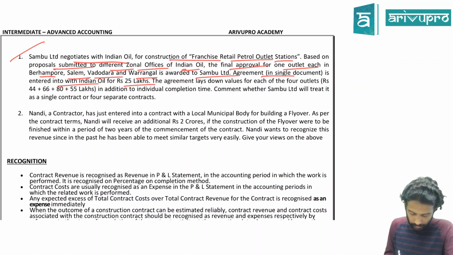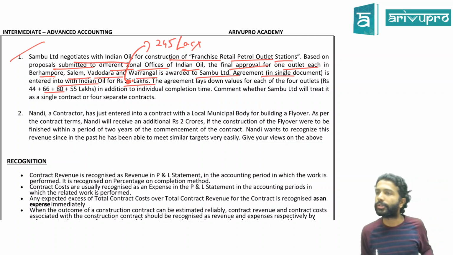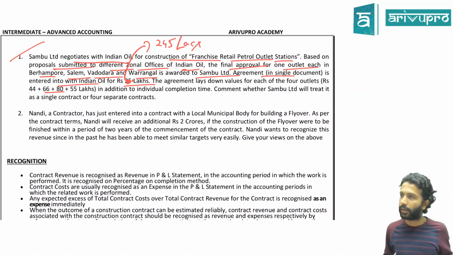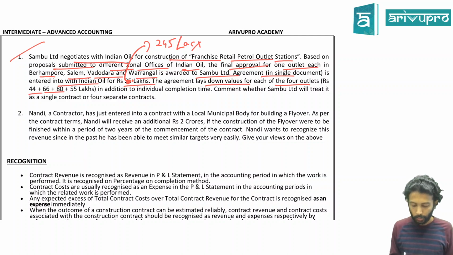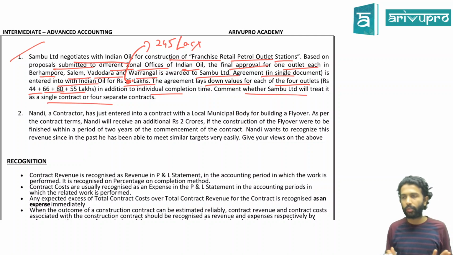A single document is entered with Indian Oil for 245 lakh rupees, 2.45 crores. Typo: instead of 25, make it 245 lakhs. The agreement lays down the value of each of the 4 outlets, 44, 66, 80 and 55, in addition to individual completion time. Comment whether Sambhu Limited will treat it as a single contract or 4 separate contracts.